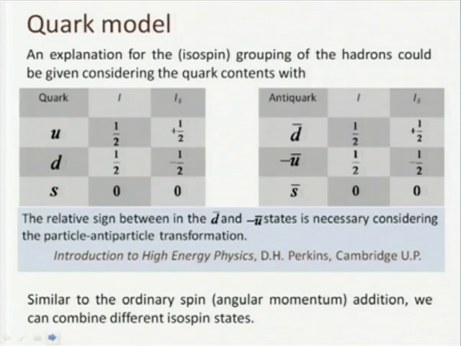Now, when we actually combine two quarks or a quark and an anti-quark, the isospin of that combined state will follow an algebraic relation exactly similar to that of angular momentum addition, which is what we are familiar with, I believe, from your quantum mechanics courses.